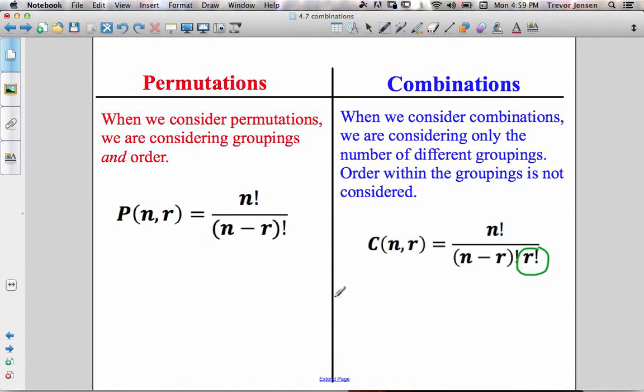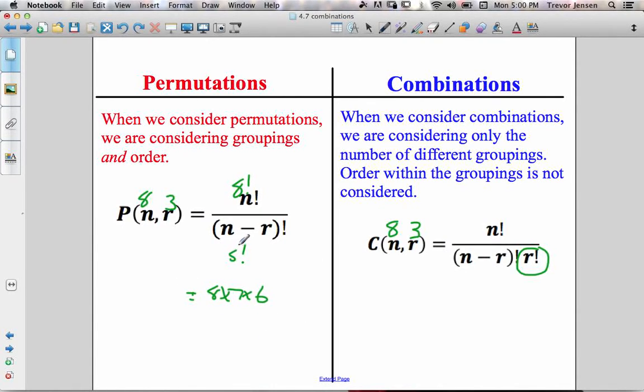Let's say we have 8 objects. We want to figure out how many different groups of 3 we can make. Well, if we use the classic permutation formula, we would have 8 factorial over 8 minus 3 factorial, which is 5 factorial, and that would simplify to 8 times 7 times 6. So that would tell you how many ordered groups of 3 we can make. That considers the order of the objects.